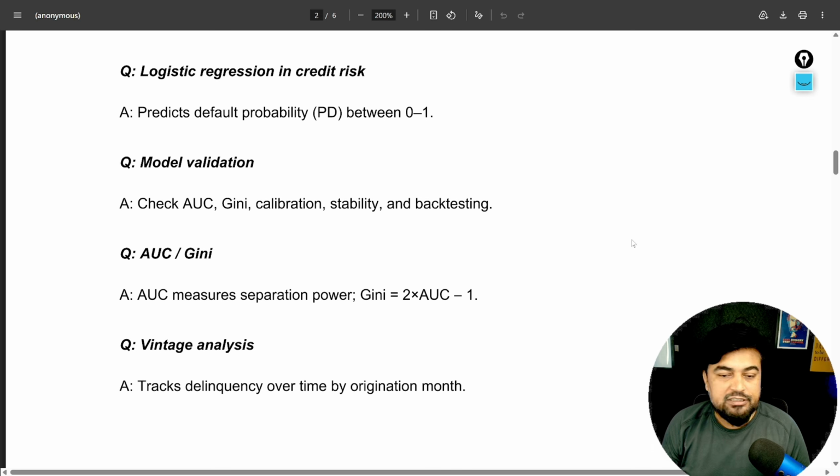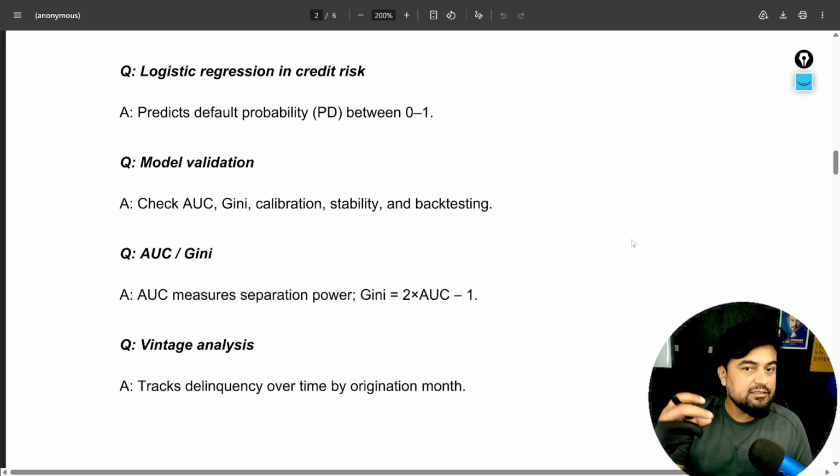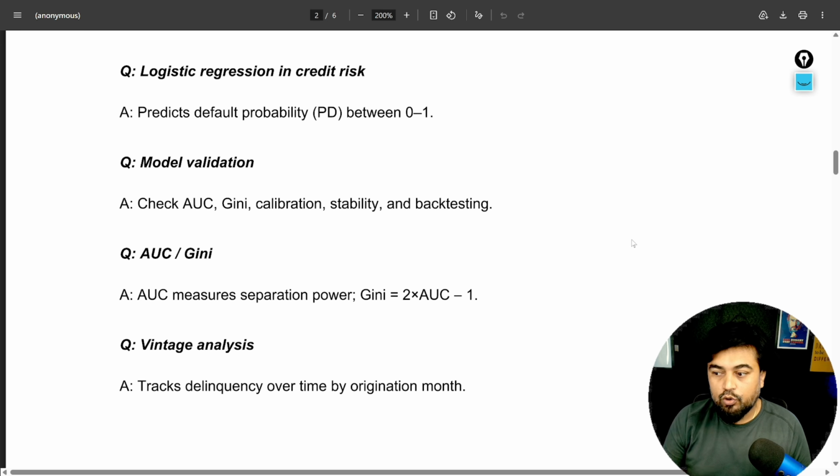What is logistic regression in credit risk? Basically, logistic regression is a statistical method. Obviously, all of you should know that. It predicts default probability between 0 and 1. That's how it functions. If you draw the graph, or Google it, you will always see probability between 0 and 1. That's why logistic regression is very useful for this.